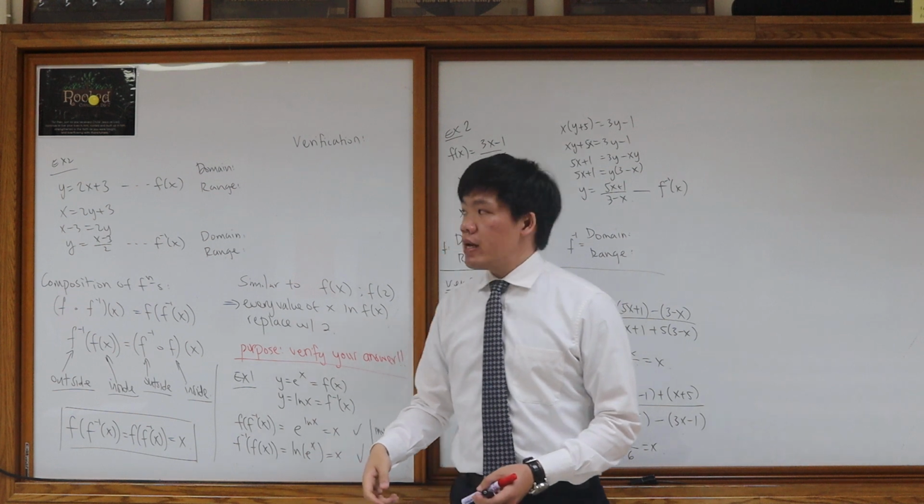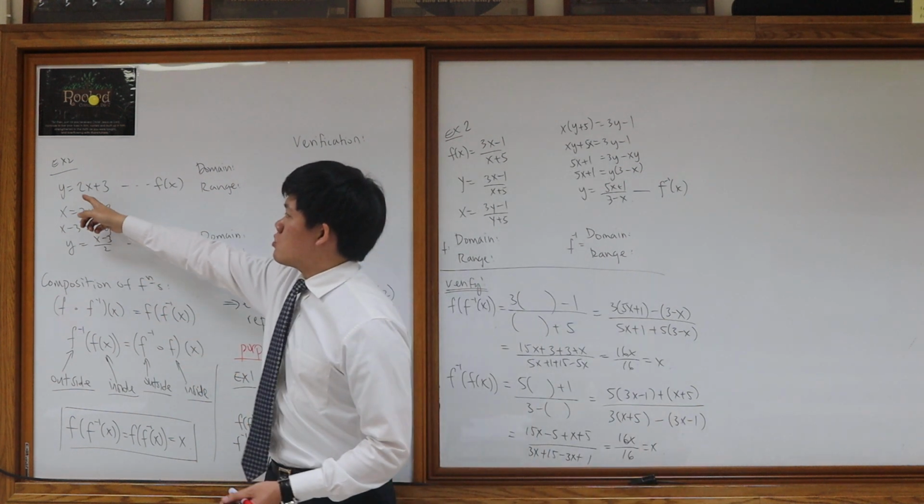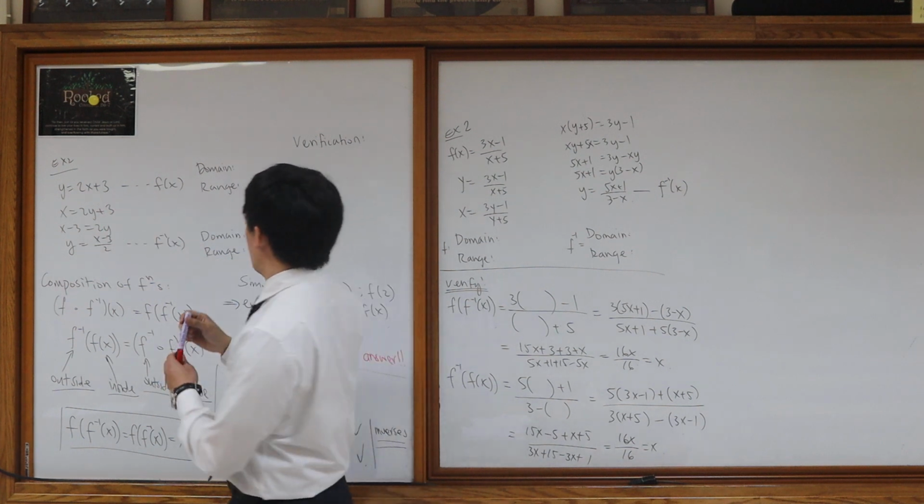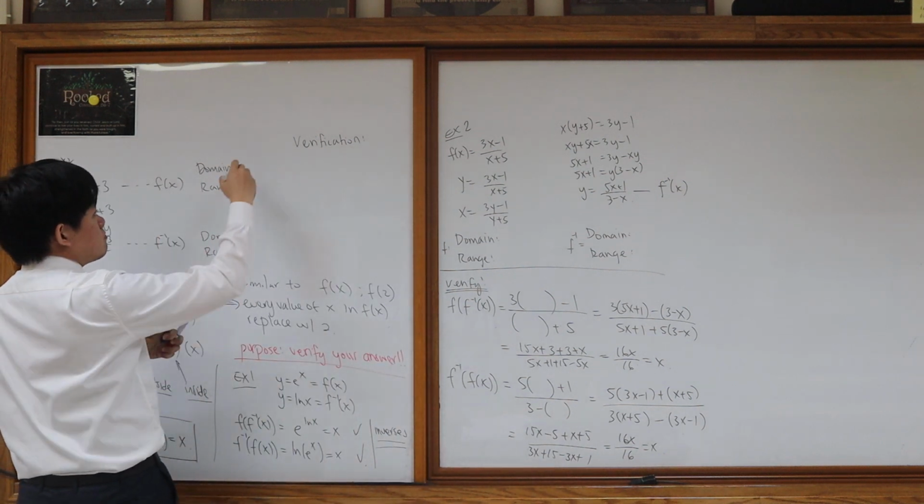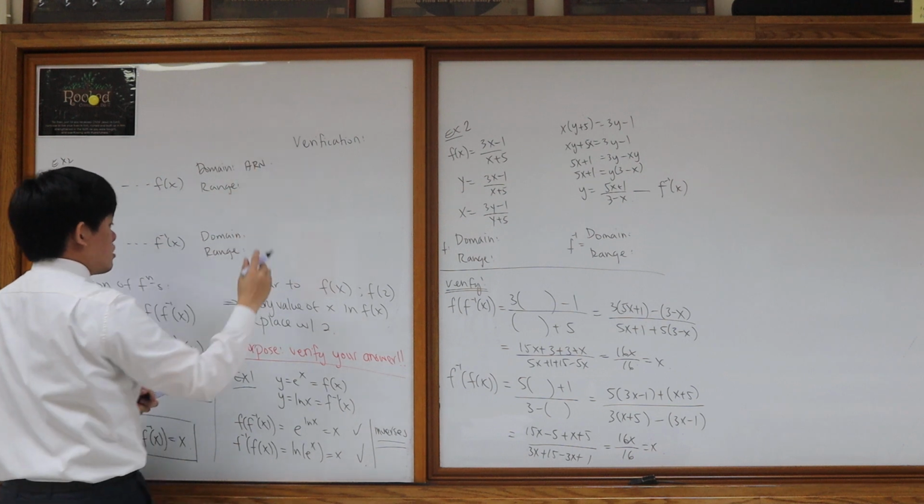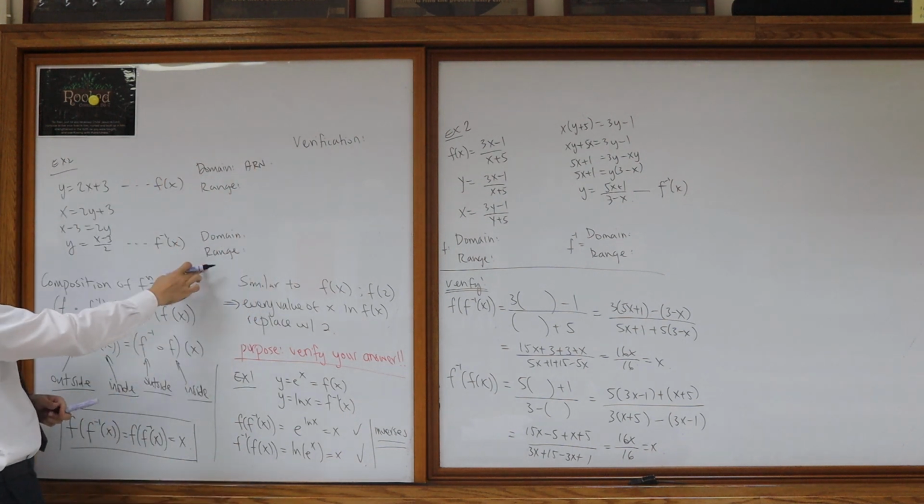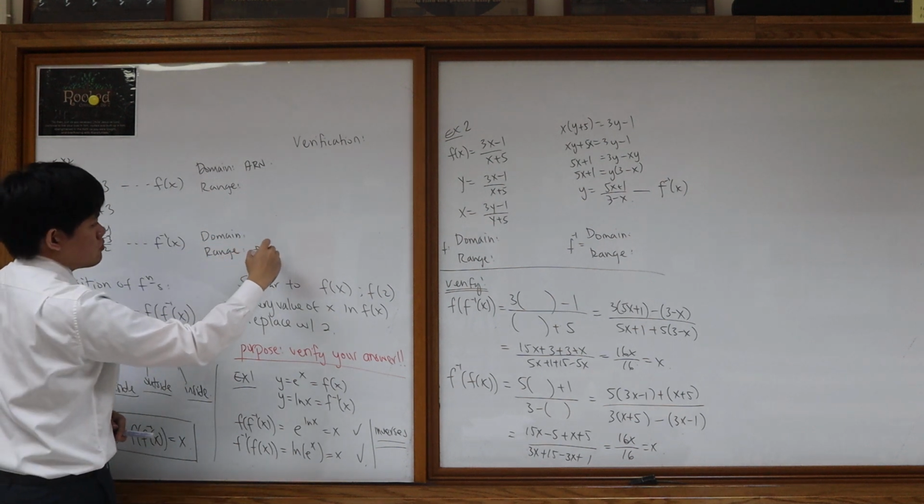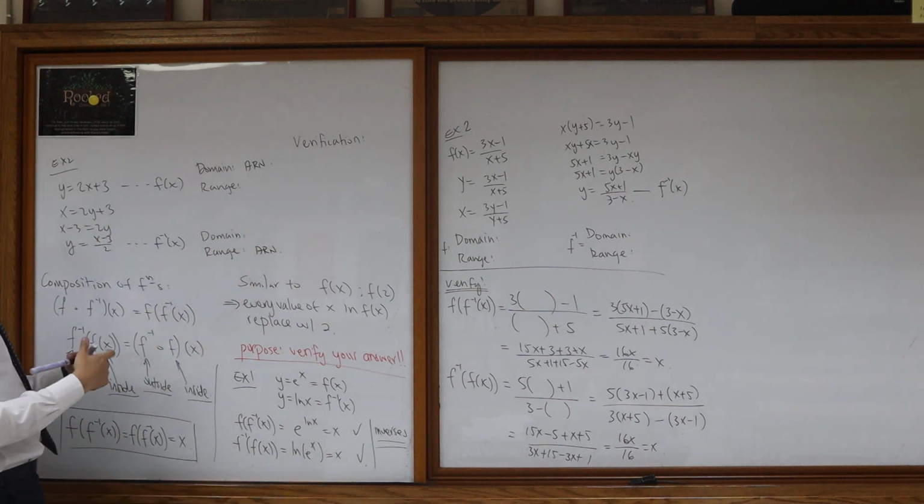So now let's talk about the domain. Okay, if you look at this, y equals 2x plus 3, this is a linear function. So that means it's always going to be all real numbers for my domain. Also, the range would be the corresponding one, so that means it's also going to be all real numbers. Okay. Next thing, my range.